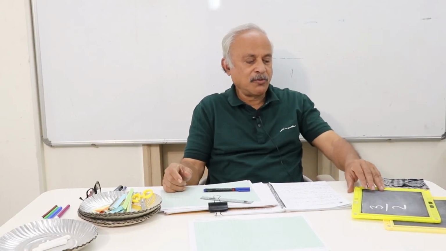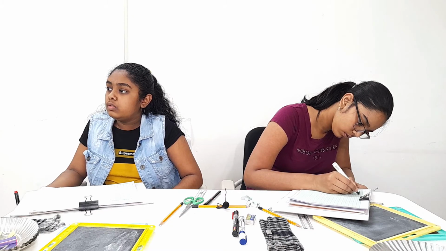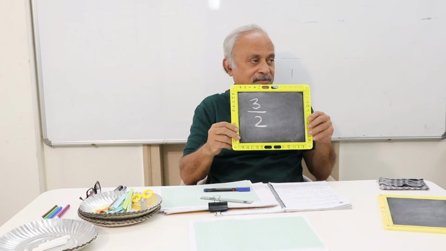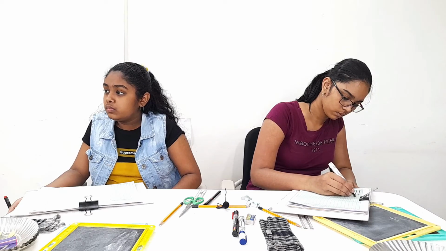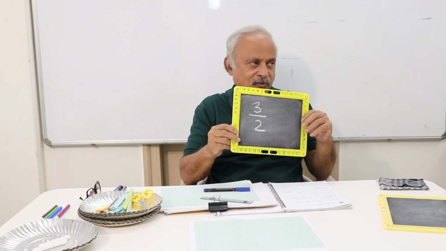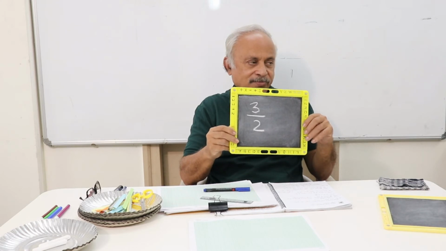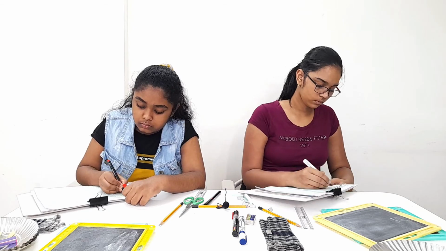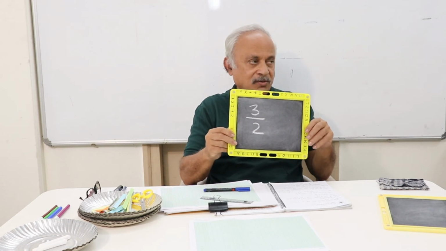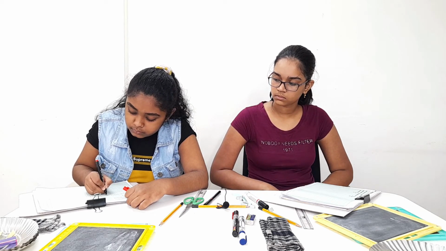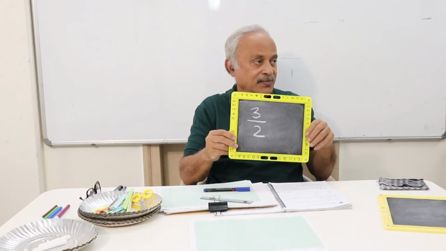So now I want to make this, how will I say this? 3 by 2. How many pieces of what? 3 pieces of 1 by 2. Okay. So can you make 1 piece of 1 by 2? Make 1 piece of 1 by 2. Below that, draw 1 piece of 1 by 2. And below that, draw 3 pieces of 1 by 2. So that is 3 by 2.